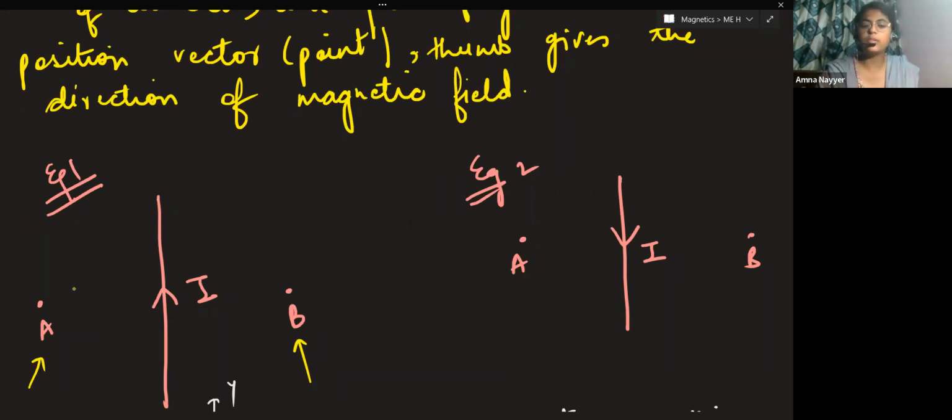See, if I do it with my left hand, this is point A. If I do it with my left hand, where is the thumb pointing? The thumb is pointing into the screen. While what was the answer using my right hand? Outwards. So exactly opposite answers we're getting. So just be careful that you use your right hand.